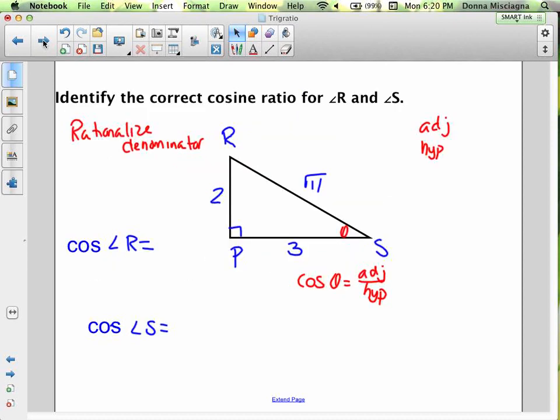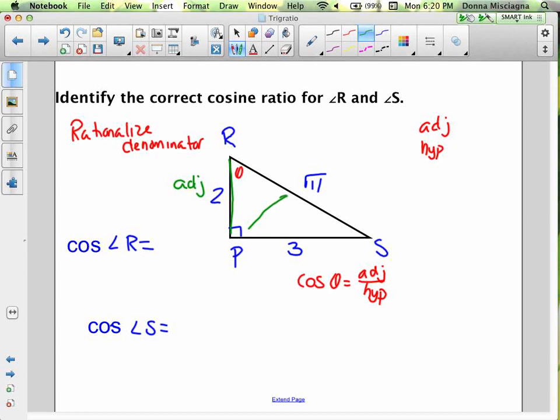Identify the correct cosine ratio for angle R and angle S. I'm going to start with angle R because that's first. Notice it's the same triangle here. I believe this one's in your notes. There's angle R. The adjacent side makes up part of this angle, so this is the adjacent side for angle R. We used adjacent for tangent as well. And the hypotenuse is always opposite the right angle. So the cosine ratio for angle R is going to be the adjacent leg over the hypotenuse.